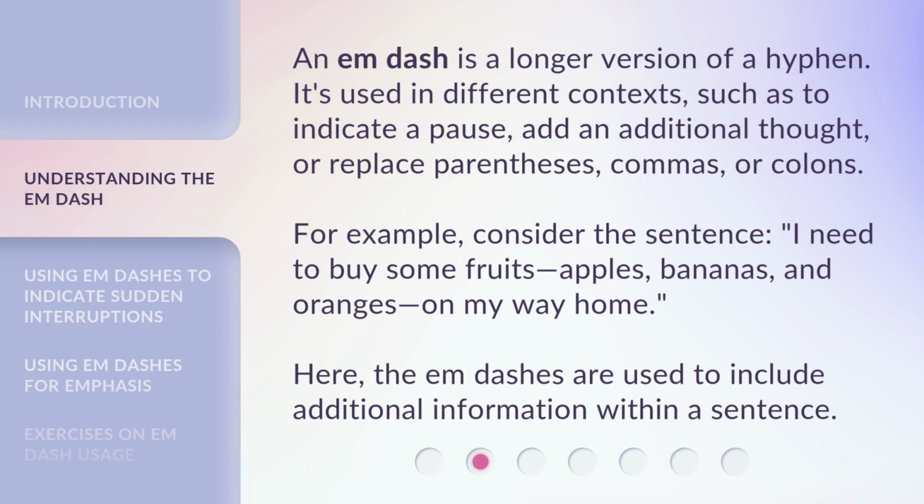An em dash is a longer version of a hyphen. It's used in different contexts, such as to indicate a pause, add an additional thought, or replace parentheses, commas, or colons. For example, consider the sentence, I need to buy some fruits — apples, bananas, and oranges — on my way home. Here, the em dashes are used to include additional information within a sentence.